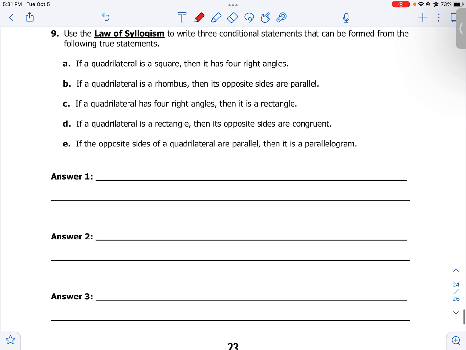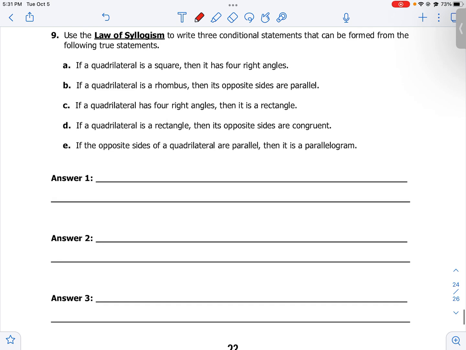Number 9, new rules. Use the law of syllogism to write 3 conditional statements that can be formed from the following true statements. So, I need you to pick 3 different answers. I'm going to come up with 3 and I'll show you what I get. But you need to use this law of syllogism. You need to connect the ends. What I would do is go through and mark all of these with letters so that I can see which letters connect to each other. On your mark, get set, go.